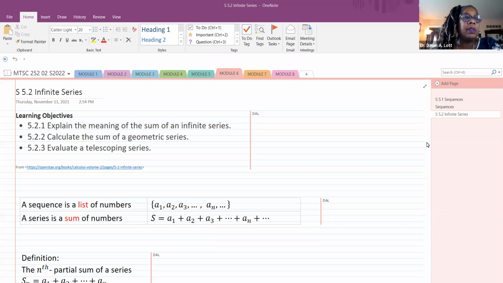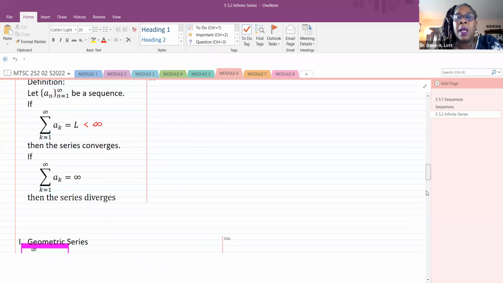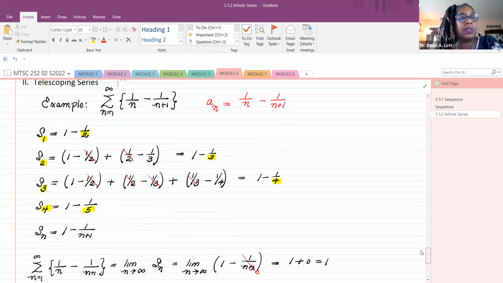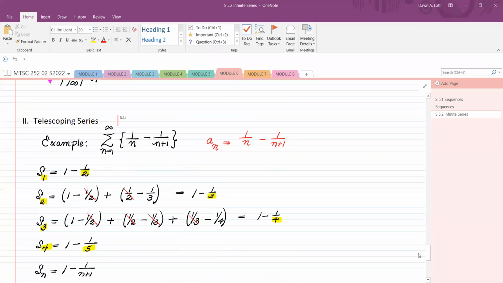Okay, so we are going to finish this module in just a few minutes because we are going to cover the tail end of the section on infinite series. We have talked about the meaning of an infinite series, calculating the sum of a geometric series. We did that last time. And we were just looking at a telescoping series. Here was the telescoping series.